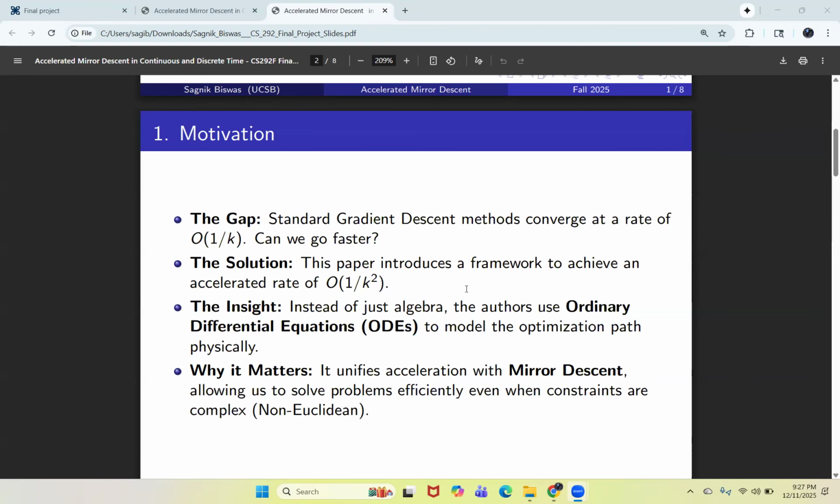Instead of giving us a complicated algebraic update rule, the authors are actually modeling this optimization problem as a physical system, specifically an ordinary differential equation. And this gives us a physics-based intuition for why momentum works. And also what this paper does really well is it's able to combine acceleration with mirror descent, and that allows us to handle those non-Euclidean constraints very efficiently.